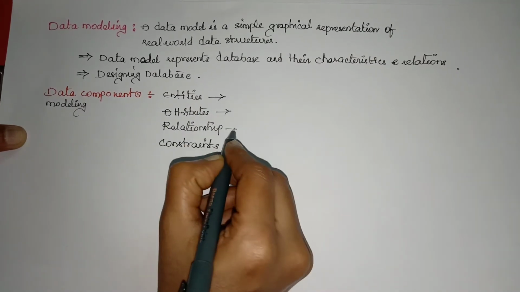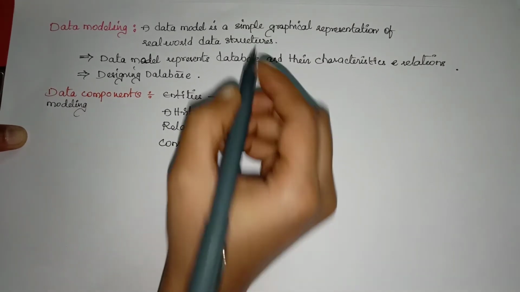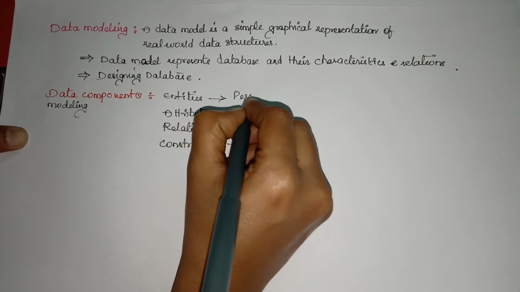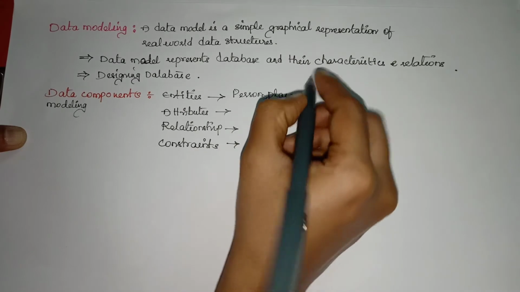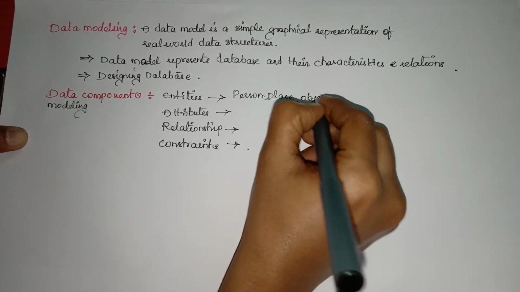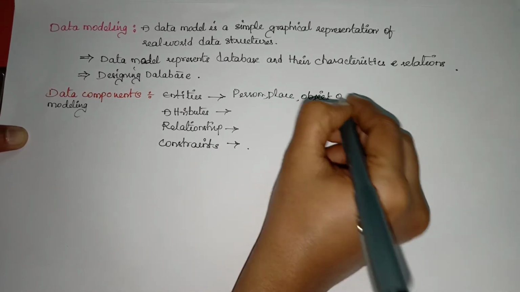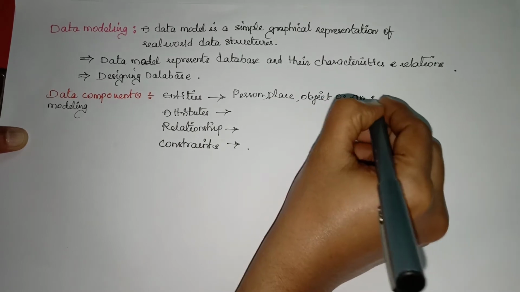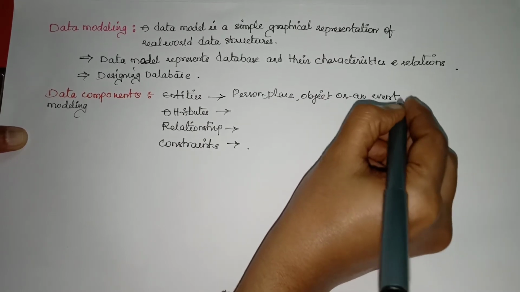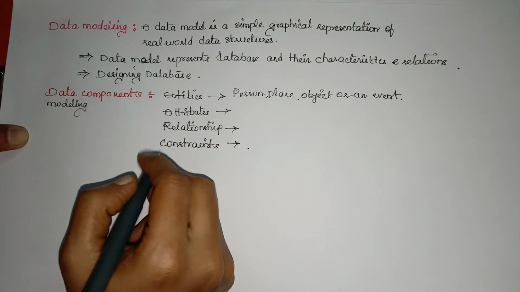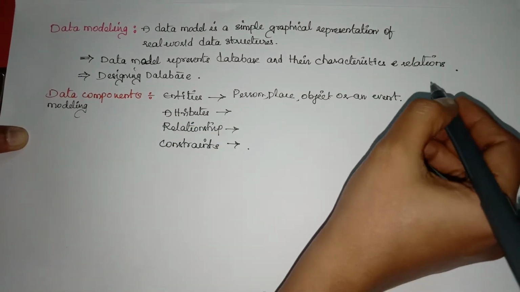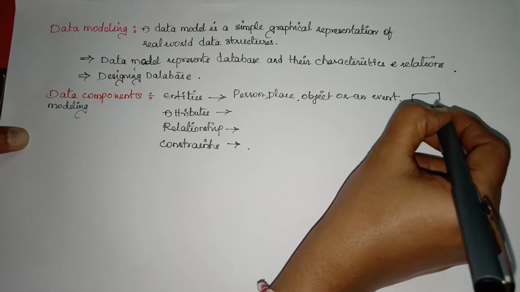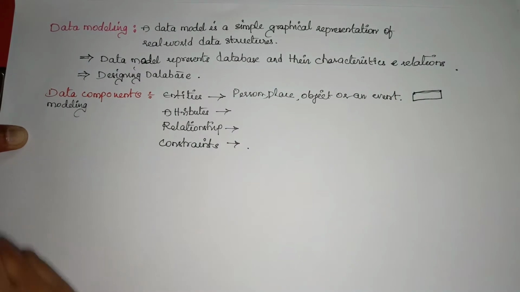An entity is a person, place, object or an event. So generally we can take any real world person, place, object or event as an entity, and it is shown with the diagrammatic representation of a rectangle.